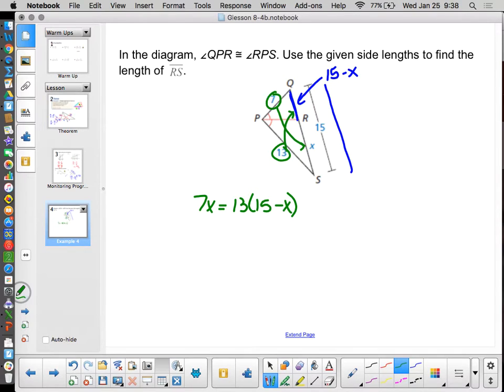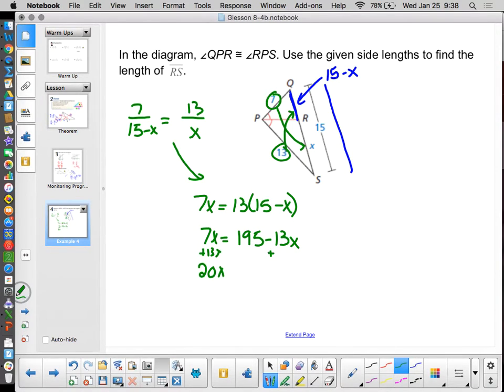Which would have resulted, if I set up my proportion, notice when I cross multiplied, this is what I would have gotten to. So if you don't want to go directly to that, you want to set up your proportion, that's fine. It's just another step. A little work to do, 7x, 13 times 15 is 150, plus 45 is 195, minus 13x. Adding 13x to each side, I get 20x equals 195. So x equals 195 over 20, which does reduce.